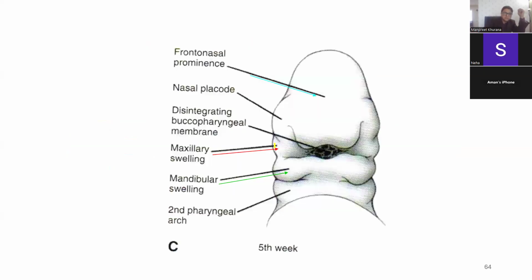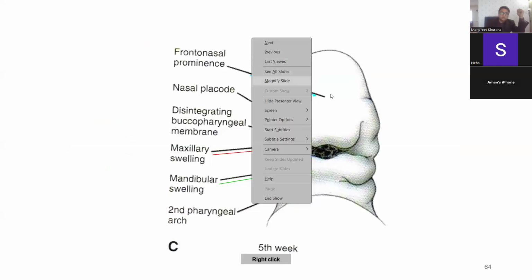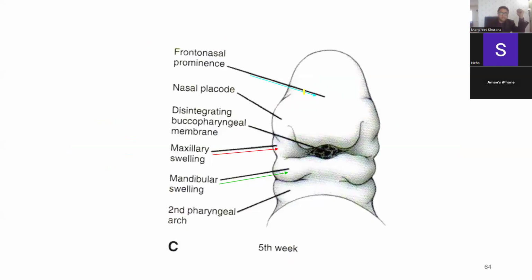Now let's see the next. There is a frontonasal prominence. There is a nasal placode which is formed here. This is the disintegrated buccopharyngeal membrane. These are the maxillary swellings. These are the mandibular swellings. And this is the second pharyngeal arch. So this is the first pharyngeal arch, right? This is the first pharyngeal arch and this is the second pharyngeal arch.